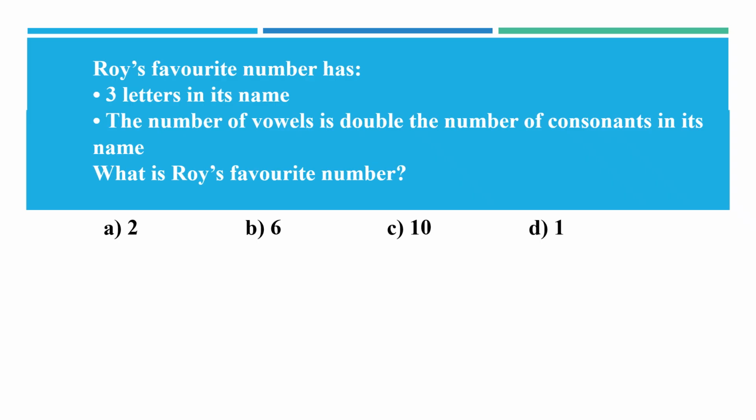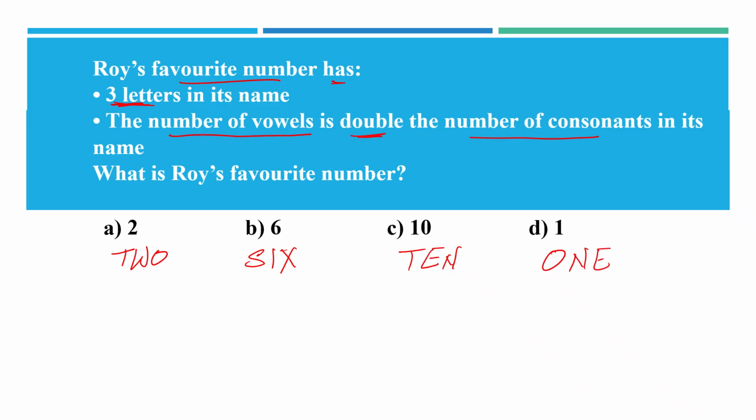The next question is as on the screen. Roy's favorite number name has 3 letters, and the condition is that the number of vowels is double the number of consonants. So let's note down the number names. This is 2, this is 6, and here we have 10, and here we have 1. And now let's note down the number of vowels and the number of consonants in each number.